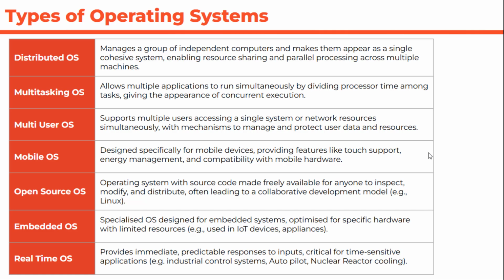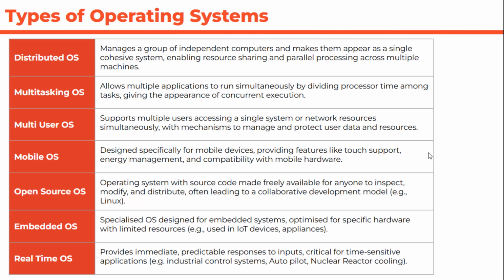So in a distributed operating system, it manages a group of independent computers and makes them appear as a single cohesive system. And that enables resource sharing, parallel processing across multiple machines. You're using them as if they are one. Multitasking operating systems allow multiple applications to run simultaneously by dividing processor time. And that processor time gets divided amongst tasks, and it gives an appearance of concurrent or at the same time execution. Again, an illusion.